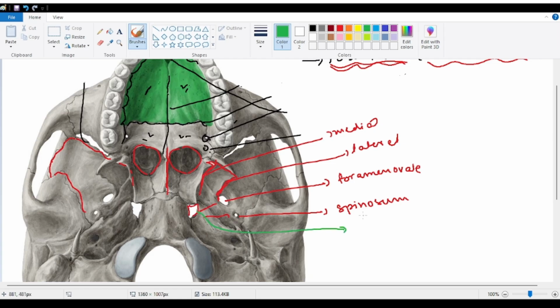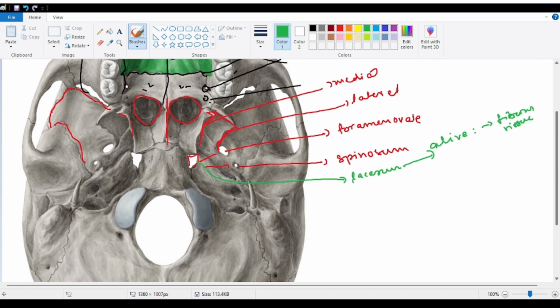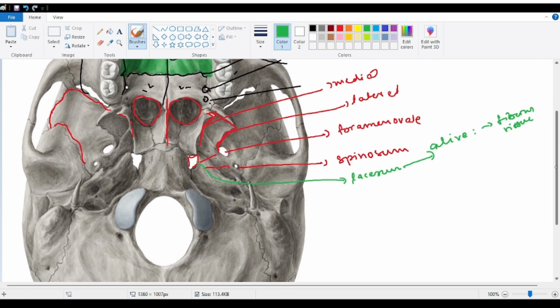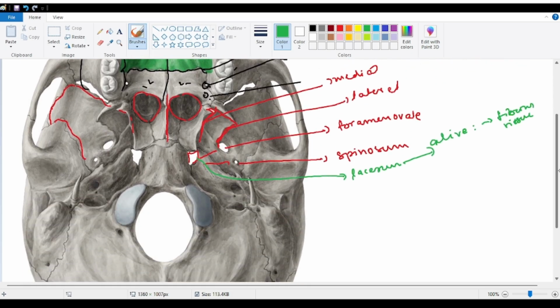This is known as the foramen lacerum, and when a person is alive, in life, this foramen is filled with fibrous tissue, so very few contents pass through it. But when a person dies, as you can see here in a dried skull, it's open. So this is an important clinical point about the foramen lacerum, and it's important from the viva point of view, so keep that in mind.